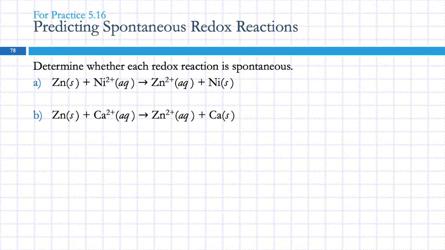Determine whether each redox reaction is spontaneous. So this is how I look at this. Zinc is going to the party by himself, and nickel has a charge. Nickel brought a date. We don't know who she is, but what this is saying is that at the end of the party, zinc is going to go home with the girl, and nickel's going home by himself.